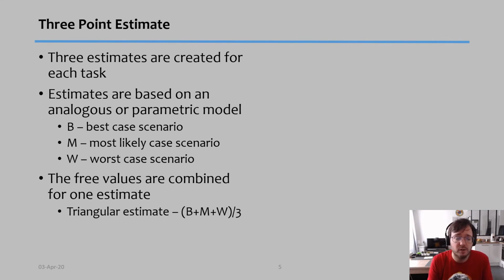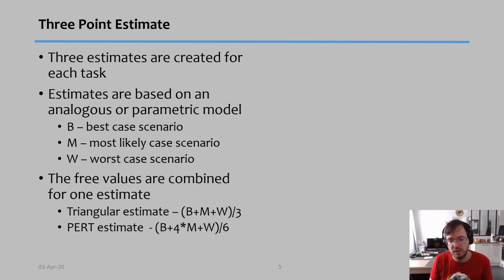You do the average of the 3 values, and then you would use that as your estimate for either effort or money. The second one, which is the one I typically use, is called the PERT estimate, which is best case scenario plus 4 times the most likely case plus the worst case scenario.